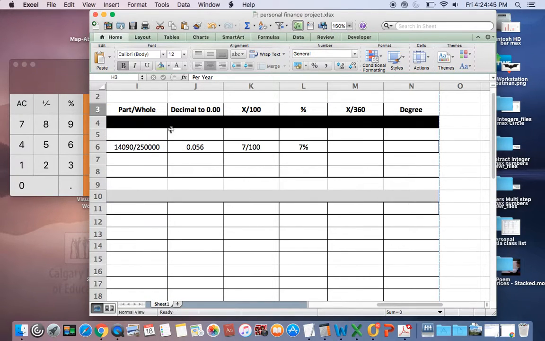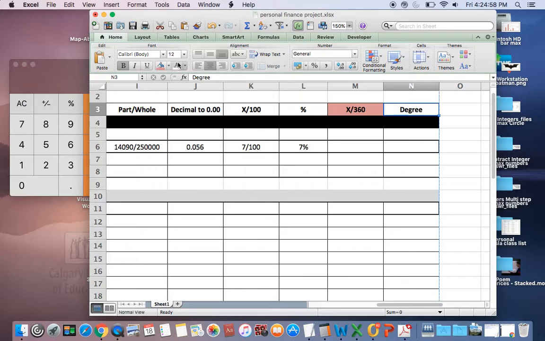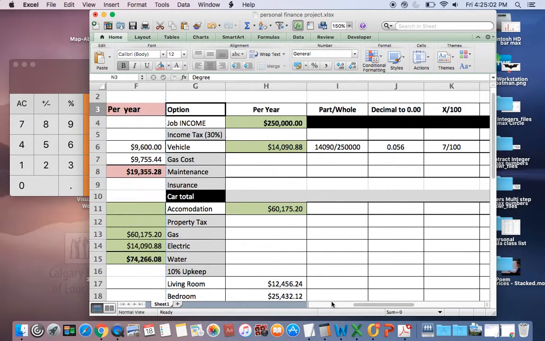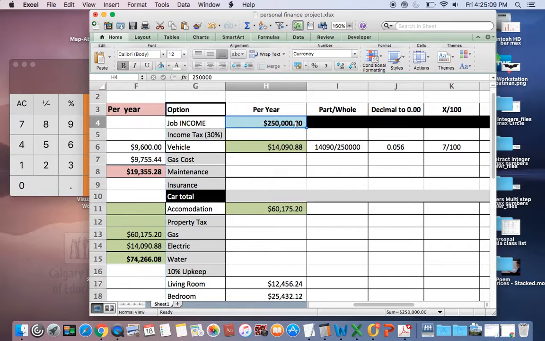So we're going to put this into a fraction, convert it to a decimal, turn it into a fraction out of 100, then the percent, and then this one here, this is the hard work, but I'm going to walk you through it step by step. These last two are something that will kind of work out right now. So we're going to start with my income. The income, I'm going to make this a nice blue color. The income is the whole. So this whole part of the fraction is going to be my income.